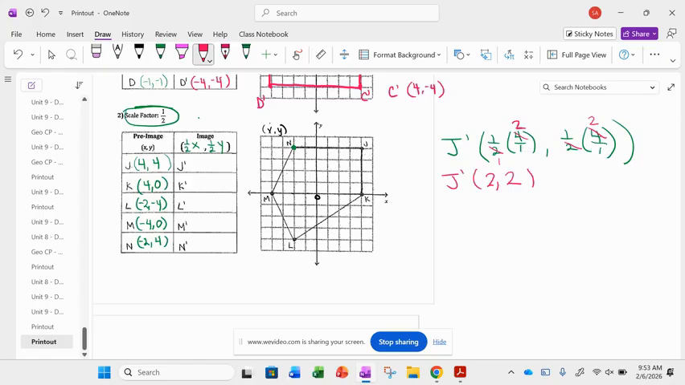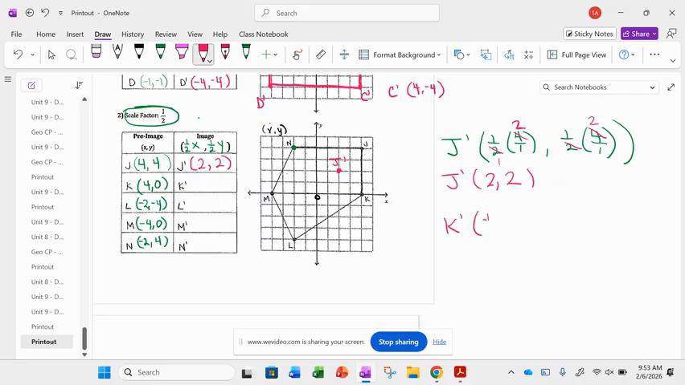And doesn't that make sense? Half of 4 is 2. So if you take a half and multiply it by 4, you should get 2. So J prime is the point 2, 2. So we go to the right 2 and then up 2. There's my J prime.